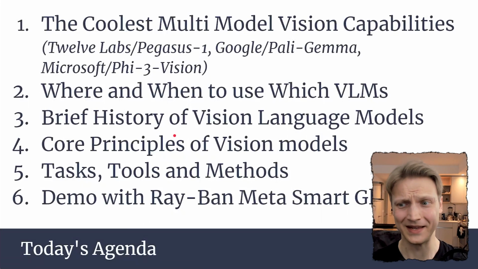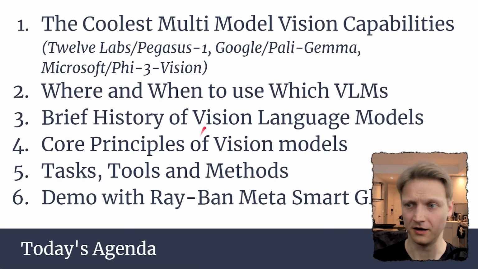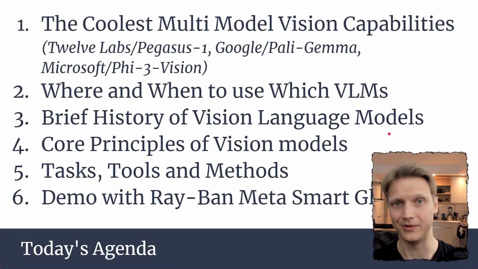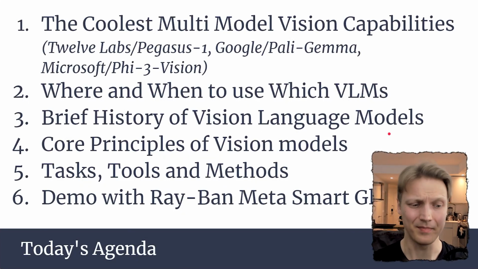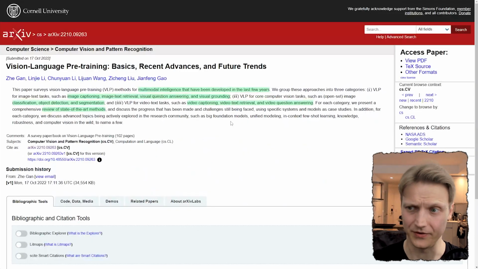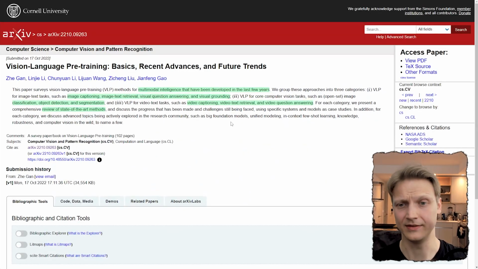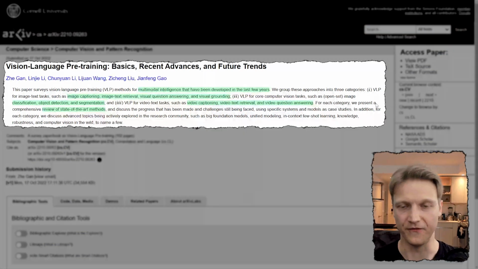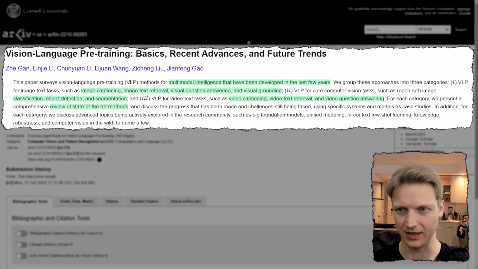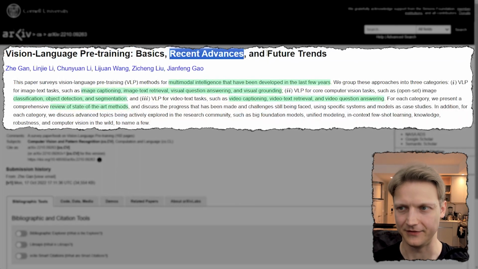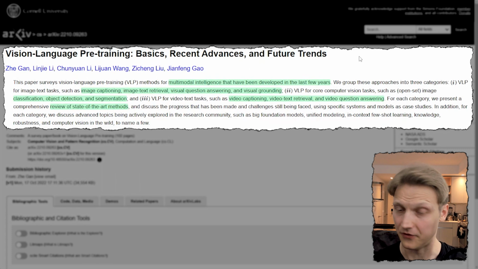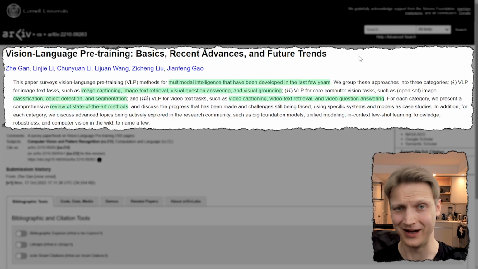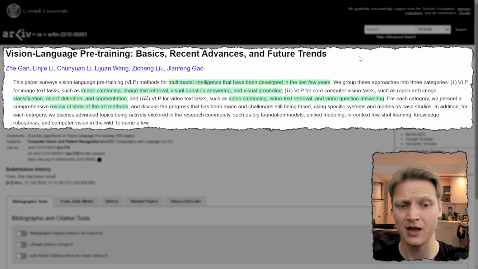As per the brief history and core principles of vision language models, I would really recommend just 2 papers, and those 2 papers will give you a comprehensive outlook at the state of things in the area of vision language models and multimodal language models. The first one is this. It's called Vision Language Pre-Training: Basics, Recent Advances, and Future Trends. Very interesting read. It's a long one, about 100 pages, but it's worth it.